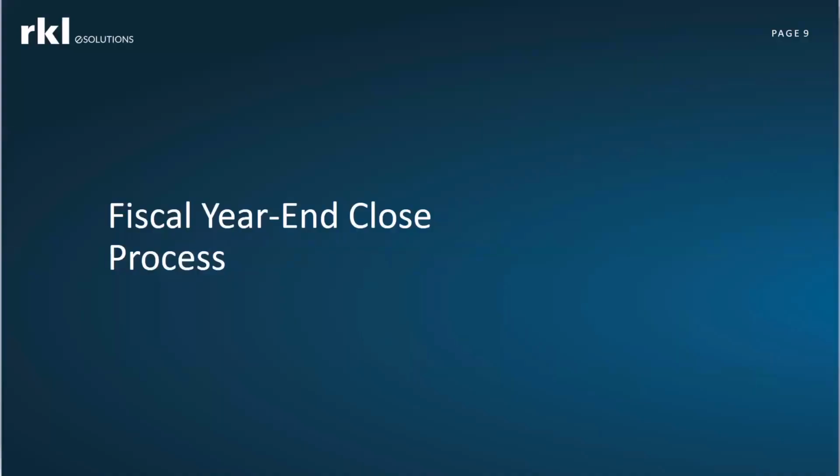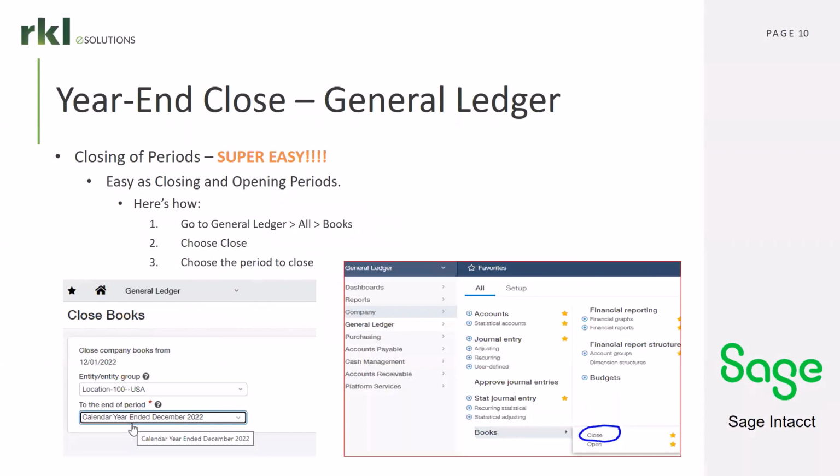Fiscal year-end close process. Closing of periods is super easy. This looks very, very similar to what we just went over in Subledger. Again, we're just going to keep hammering this because we want you to close your books. It's as easy as going to General Ledger, all books, click close.